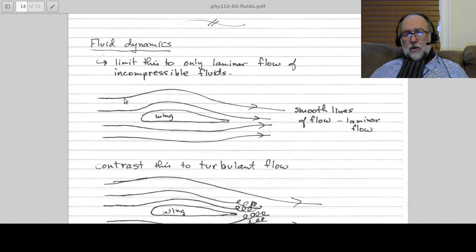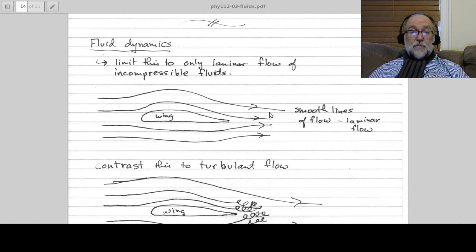Now, if you were to follow the fluid lines by whatever technique you can follow them, you would see that those lines will go around the wing. And then when they get to the other side, they just smoothly join up together. And this is known as laminar flow, or just smooth fluid flow.